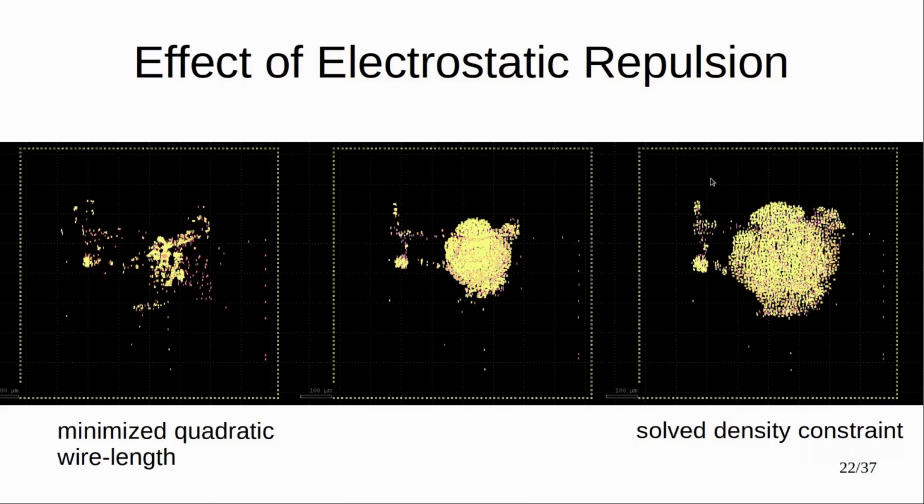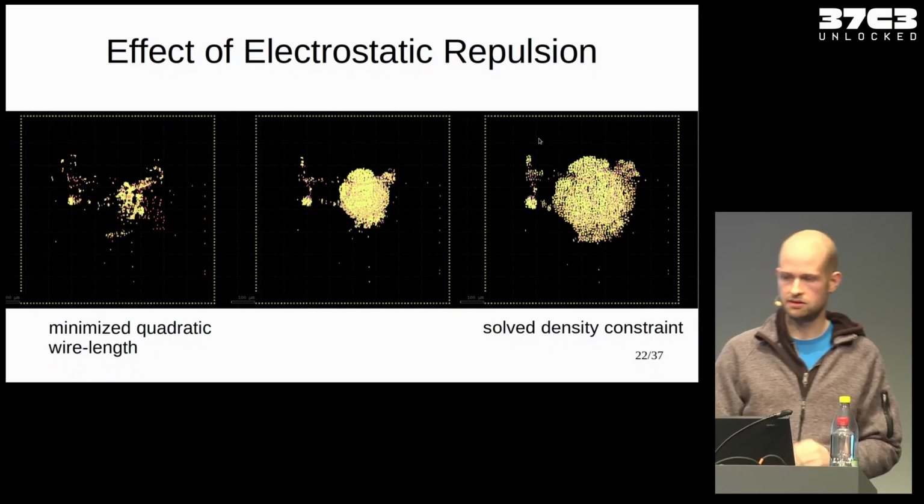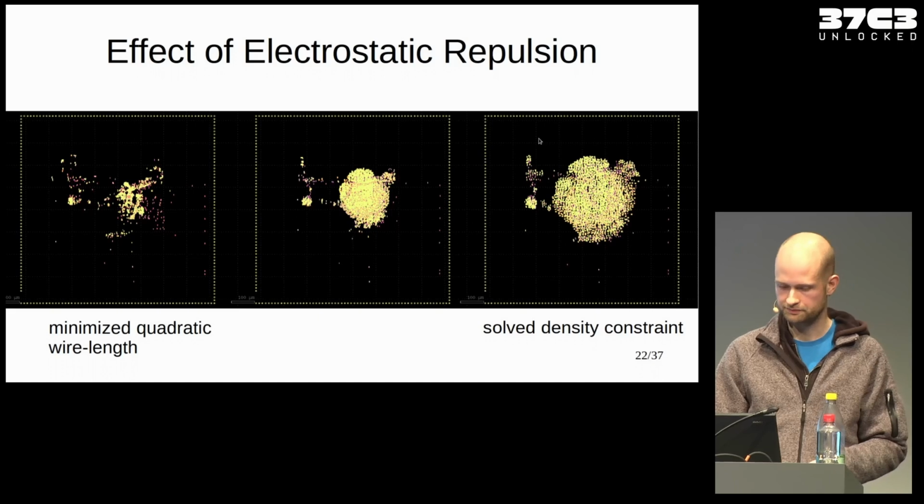So let's have a look at what is the effect of adding this repulsion. Here on the very left, there's a circuit placed with the quadratic placement. You see lots of overlap, it's very dense. Then when we add the repulsive force, we see in the middle how the cells start spreading until on the right they actually reach the density constraints and there's almost no overlap anymore. Once we have this, we can continue connecting the components, and this is done in the routing step.